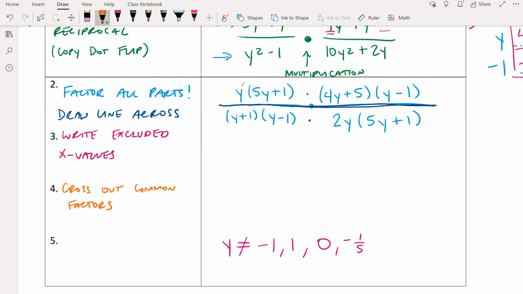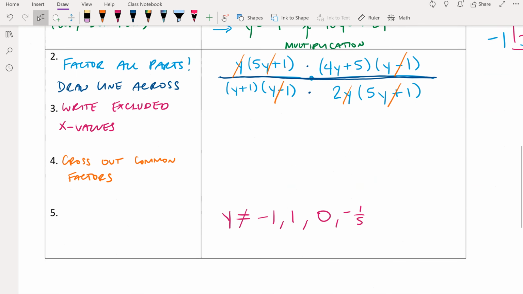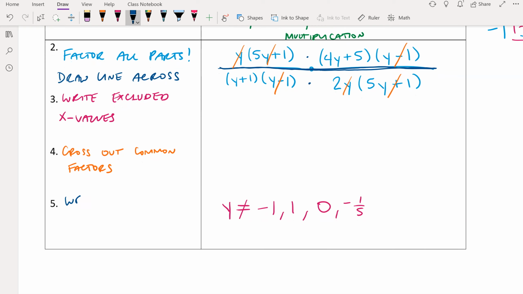I see a y. That one's usually sneaky, so don't miss that one. I usually start left to right, like in the numerator, and just check. So like, do I see a y? Yes. Do I see 5y plus 1? Yes. Do I see 4y plus 5 in both the numerator and denominator? No. Do I see y minus 1? Yes. Sweet. Once we have crossed out our like terms or our common factors, we can now write in simplified form.